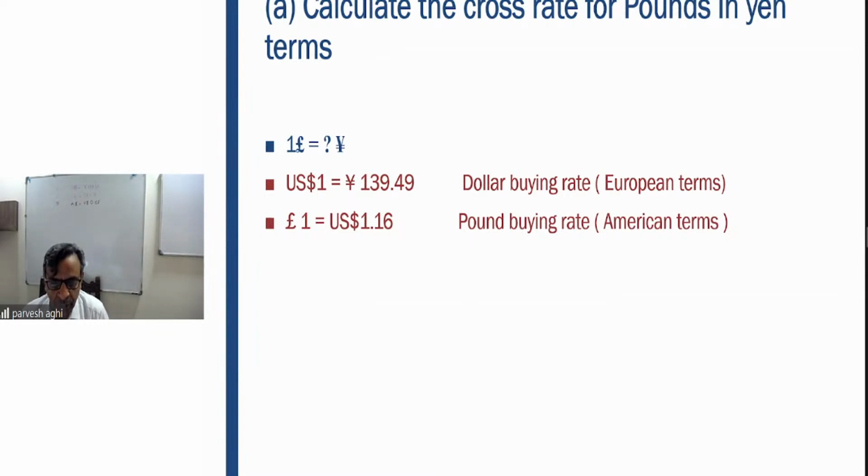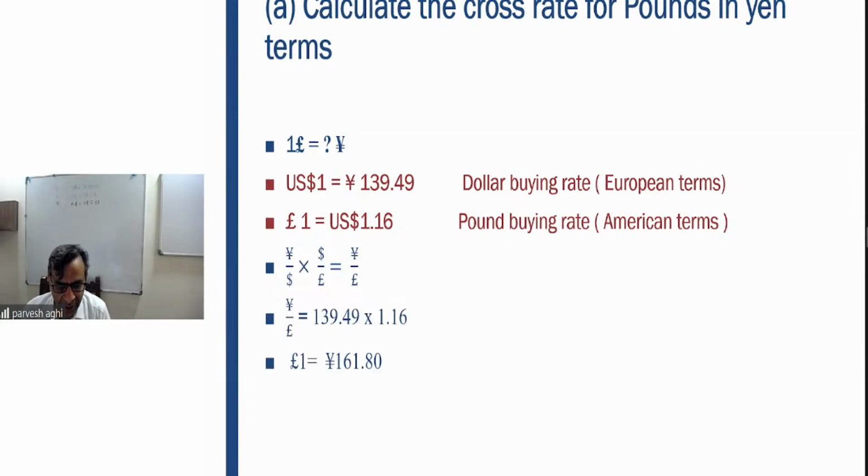The first one is basically a dollar buying rate, which is in European terms. That means first you are going to buy a dollar. Where? In Japan. So $1 will cost you 139.49 yen. Then you go to England and buy pounds from the dollars you have with you. Both the quotes are okay because the second quote is American and the first is European, so the quotes are in order. You can simply do this multiplication and calculate the price.